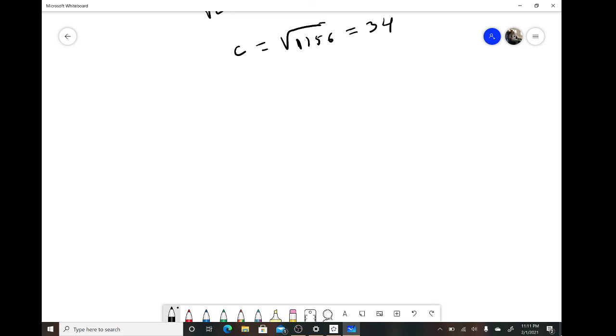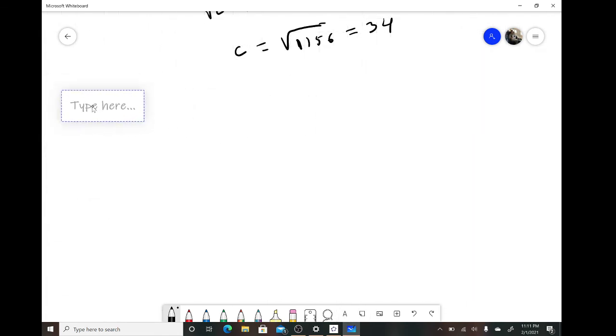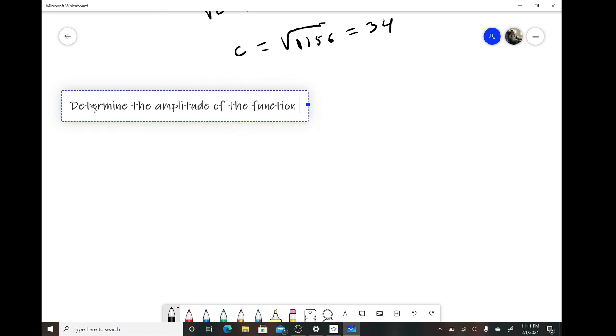Okay, so we want to determine the amplitude. This is getting into some of the trigonometric problems that you need to know. So we want to determine the amplitude of the function y equals -5 cosine of x.